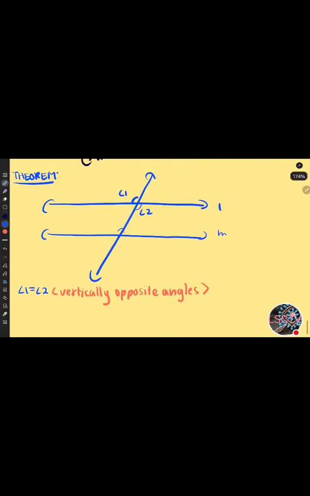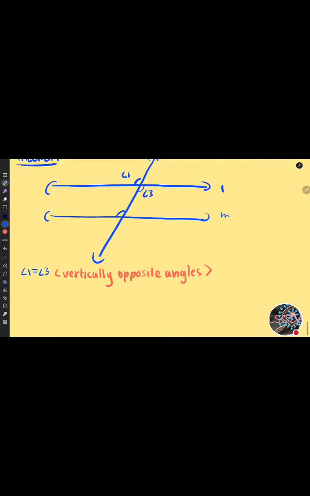Now, angle 2 is equal to, I'll just represent, this is angle 3. Angle 2 equals angle 3 by vertically opposite angles. Now, angle 3 is equal to angle 5. By what property? Alternate interior angles.